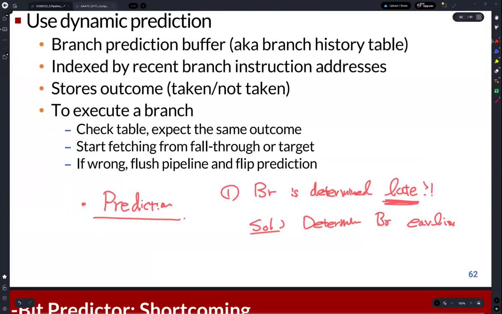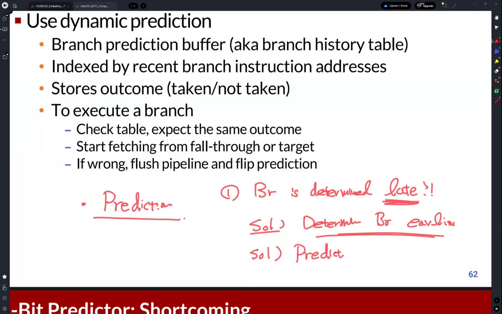So we discussed several solutions, right? Like the dedicated branch unit or the comparison unit, right? But it still wastes several cycles, right? This is the problem. So another possible solution is that we can predict the result of a branch instruction. So it's a prediction.